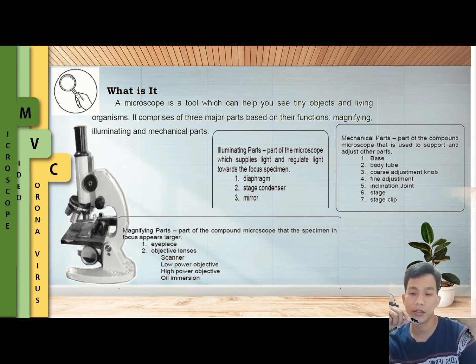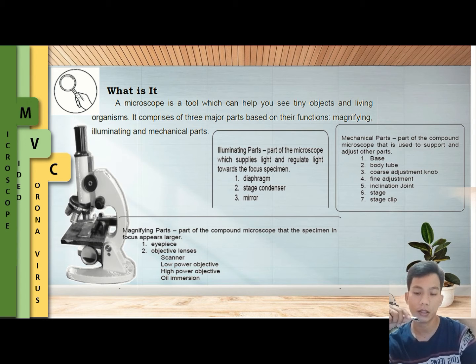The next activity is a discussion on what is a microscope. A microscope is a tool which can help you see tiny objects and living organisms. It comprises three major parts based on their function: magnifying, illuminating, and mechanical parts.